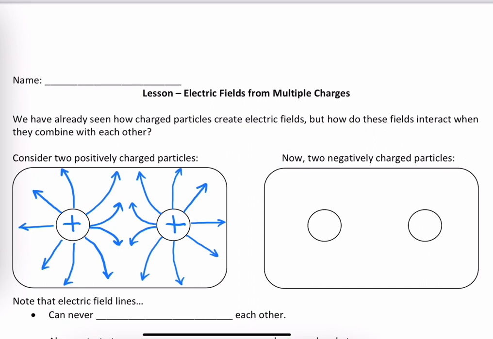Now, if we instead want to consider two negatively charged particles, we get the exact same picture, but the arrows are reversed. You might recall when we drew the electric field created by a positive charge and the electric field created by a single negative charge, the pictures were exactly the same except the arrows were reversed. So we get the same thing here.